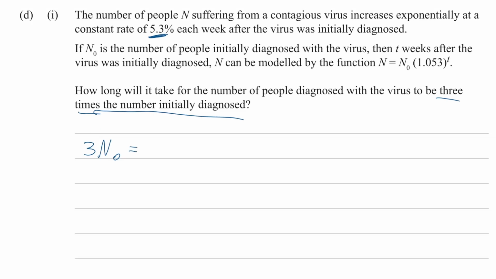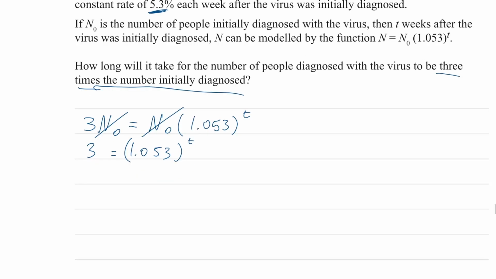And well, we know that the number of people infected or diagnosed is equal to the initial amount times this rate increase to the power of t. And now we're solving for t, right, for time in weeks. So I can see we could divide both sides by N naught. Great. And so now we have an exponential equation.